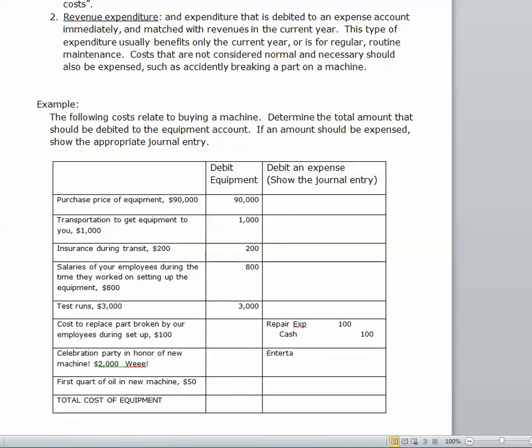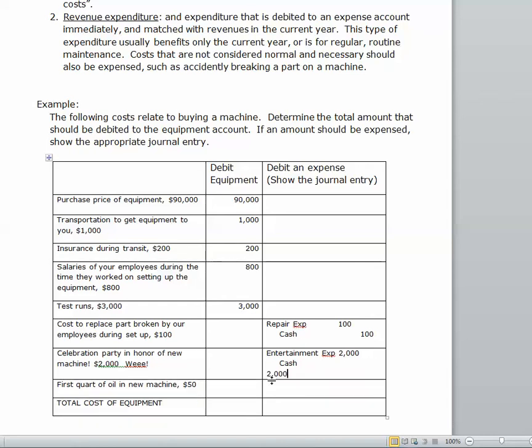Maybe we could put that into an entertainment expense account, maybe? A couple thousand. Nice party. And just for simplicity here, I'll again credit cash. But it could have been accounts payable too. Okay. Oops, back that up a little bit here.